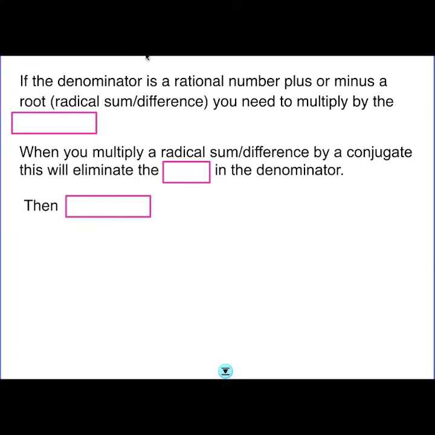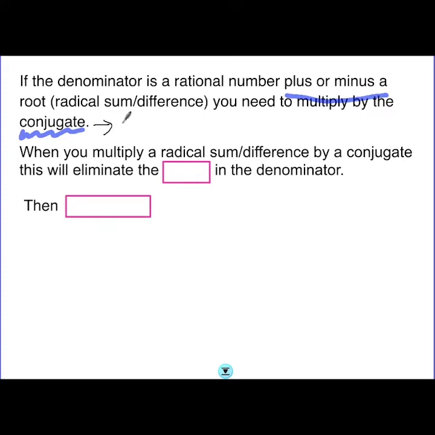Now, the idea about rationalizing the denominator comes in a couple different forms. Sometimes the denominator is a number plus or minus a root. If it's a number plus or minus a root, our way of simplifying is slightly different. We're going to multiply by the conjugate. I'm going to show you what the conjugate is right now.